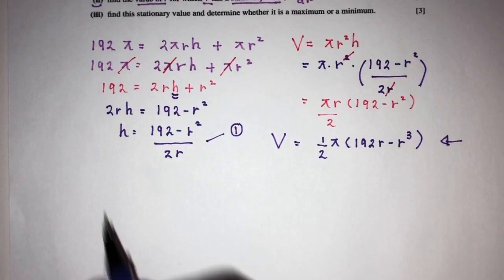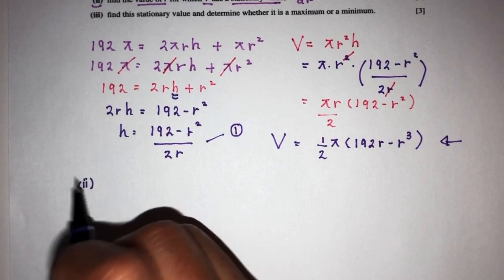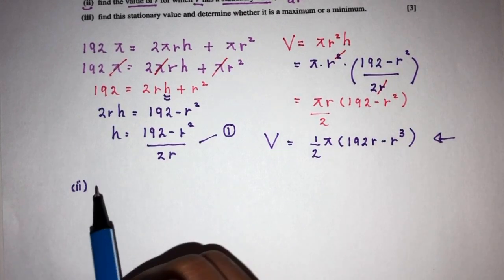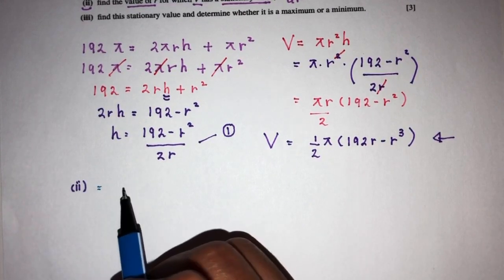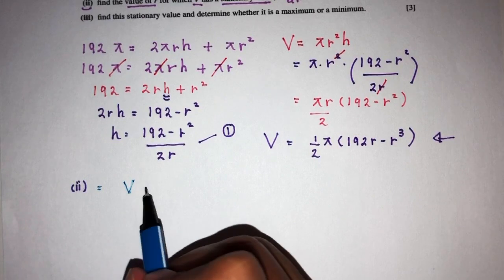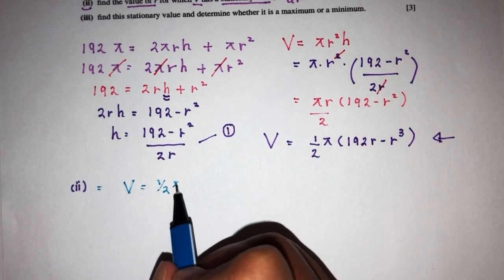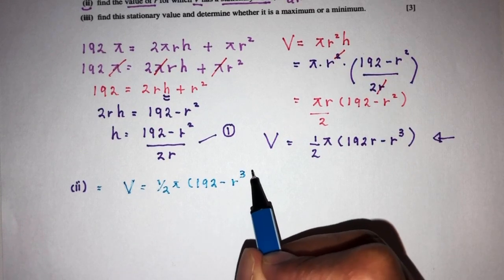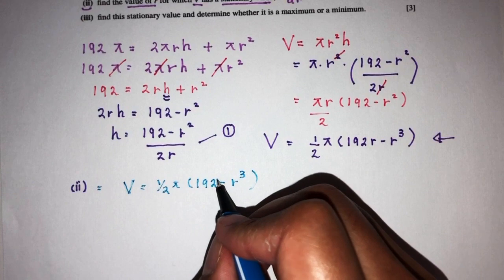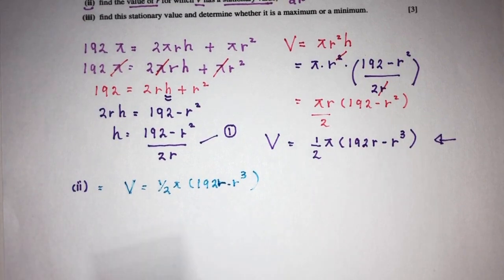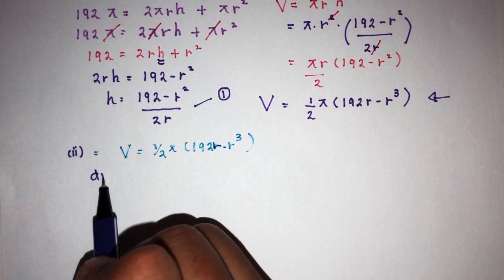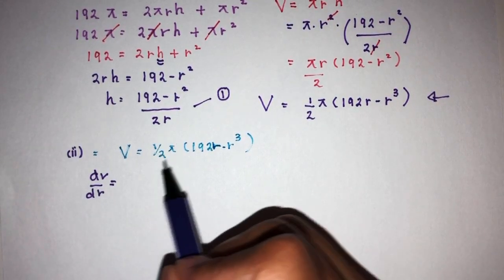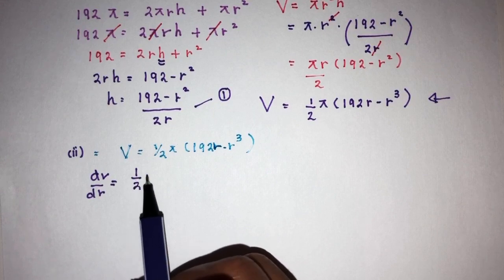Okay, so let's write this down. For part 2, we have this equation that we have to use. So part 2, we have v is equal to half pi (192r minus r cubed), as required. This is r here. Don't forget this one, very important. Now, we have to find dv by dr. Pretty easy, differentiation. This one is only a multiple, we can just put this ahead and forget about it.